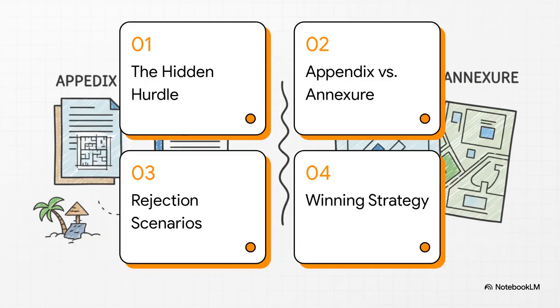So here's our game plan for this explainer. First, we're going to uncover that hidden hurdle that trips up so many architects. Then, we'll nail down the core difference between an appendix and an annexure. After that, we'll look at some very real rejection scenarios, and we'll wrap up with a winning strategy to help get your plans approved the first time around.